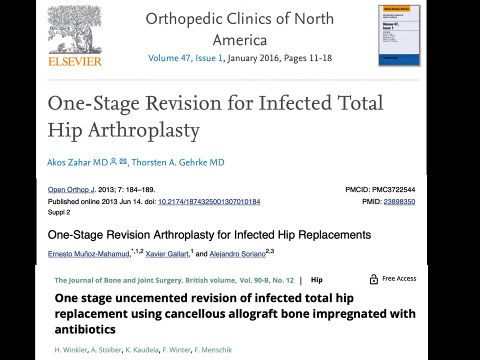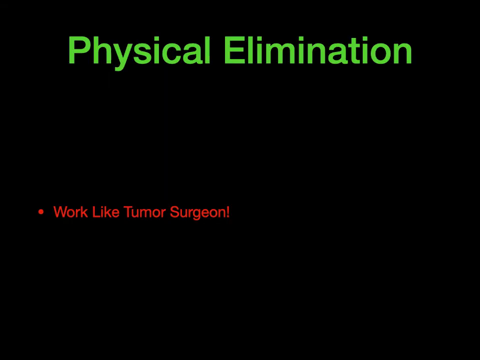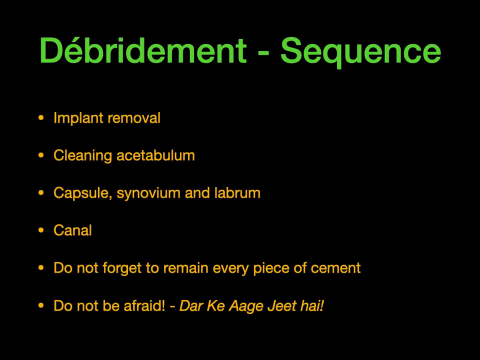And you'll find enough evidence in the literature. Endoclinic and Professor Girk do a lot of work on that subject. Physical elimination is the first step as a surgery, and you have to work like tumor surgeons. So there are oftentimes when I actually call my tumor surgeon to debride this. A typical sequence would be implant removal, cleaning the acetabulum, cleaning the capsule, synovium, labrum, then turning your attention to the canal. If it is a cemented implant, remove every piece of the cement.